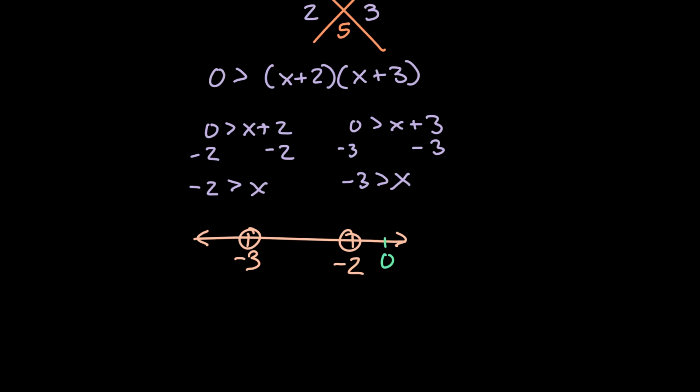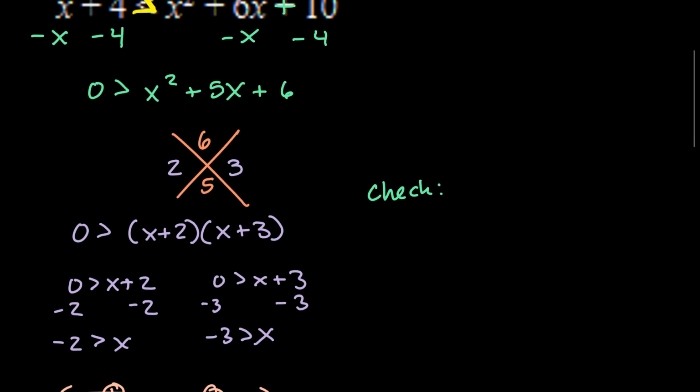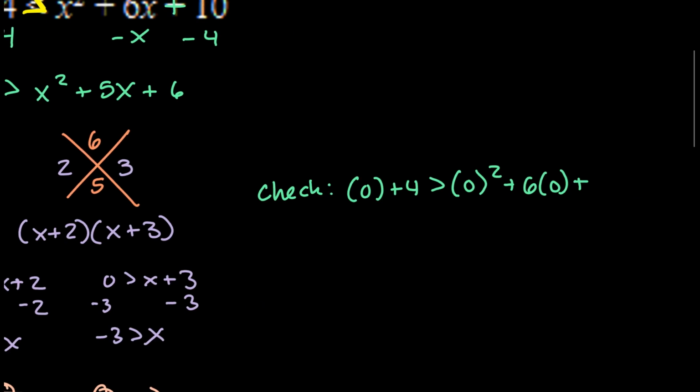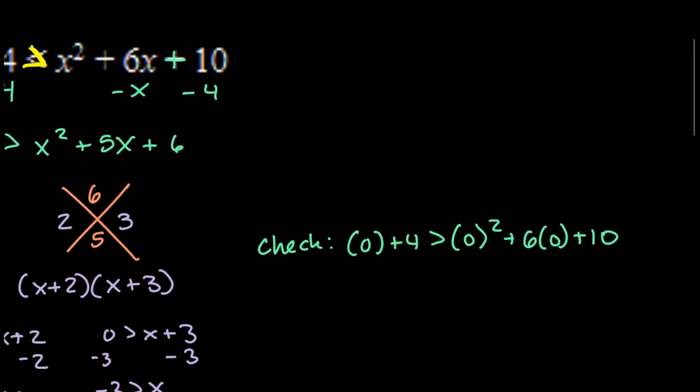Then what do I do with that 0, Carson? You plug it in to the original. Yes, the original. So I have 0 plus 4 is greater than 0 squared plus 6 times 0 plus 10. In the original problem, yes.